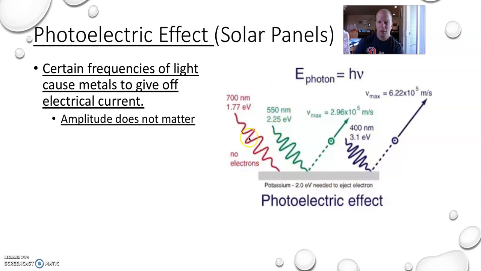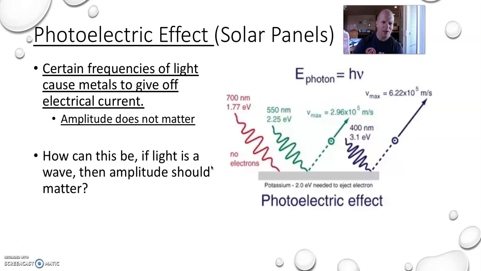Okay, so if you look here at these waves that are hitting this piece of metal in the illustration, they all have a similar amplitude. But the difference is their frequency, right? This one's a lot shorter, this one's a lot shorter. The red one here is longer. So it doesn't matter how bright the light is, what matters is the frequency.